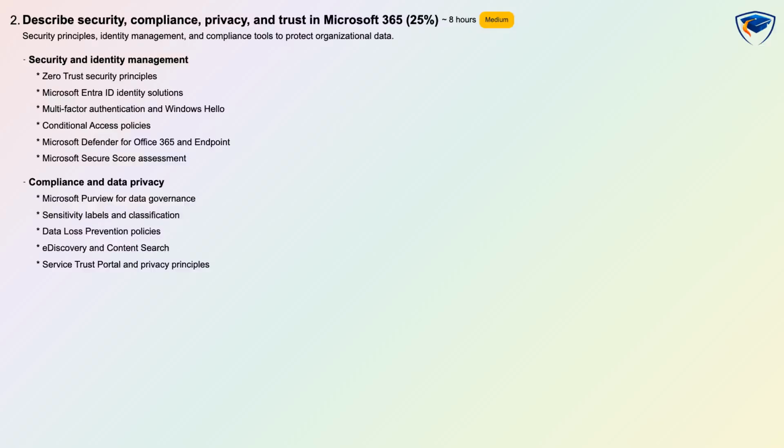You will learn Zero Trust security principles and Microsoft Entra ID identity solutions, including multi-factor authentication, Windows Hello, and conditional access policies that control access based on risk. You will also cover Microsoft Defender offerings for Office 365 and endpoint protection and learn how Microsoft Secure Score helps assess and improve security posture.